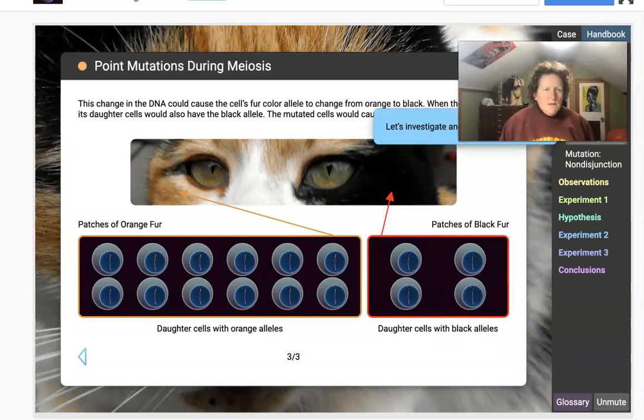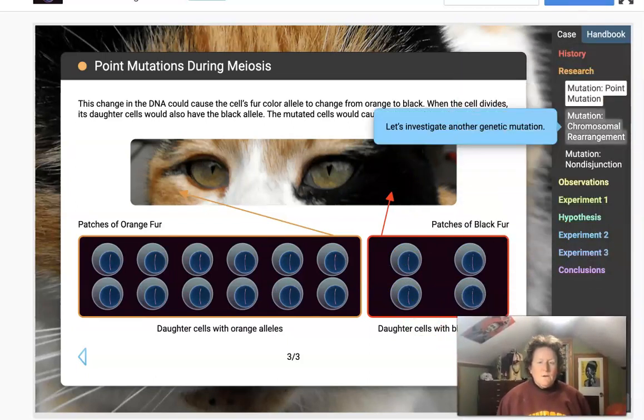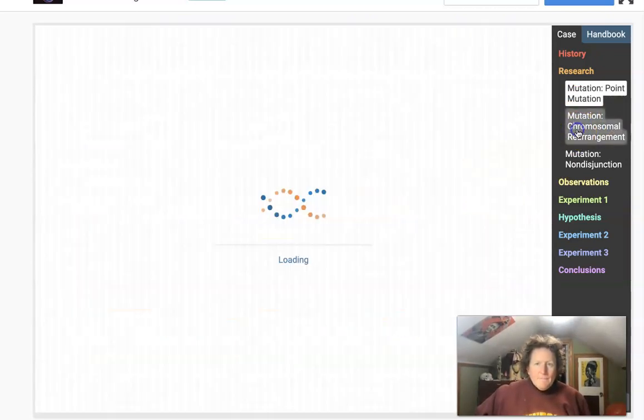This change in DNA could cause the cell's fur color to go from orange to black. When the cell divides, its daughter cells also have the black allele. Daughter cells with orange alleles, daughter cells with black alleles. That could have been the case.